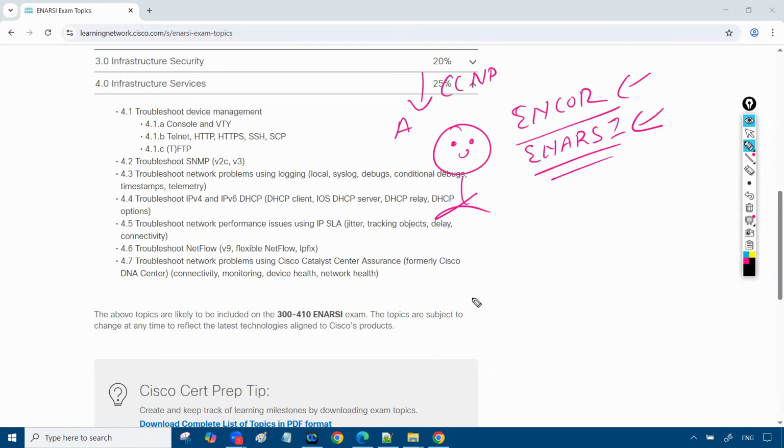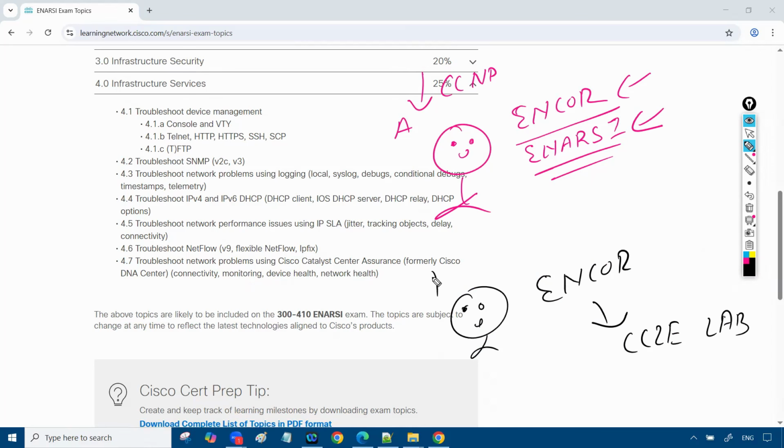But let's say there's a guy over here, B, and B has a plan to take the CCIE exam. Then he has to give the ENCOR paper, and directly he will jump to the CCIE lab exam. So for B, it's not mandatory to give the concentration paper. If he has the money and a plan, then he can give it, but it's optional for B. So this is all about the syllabus you have.